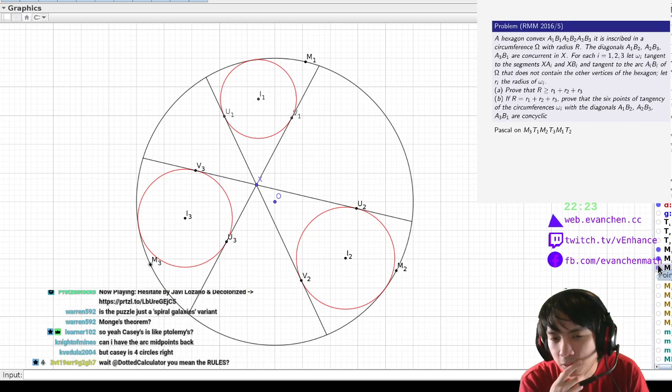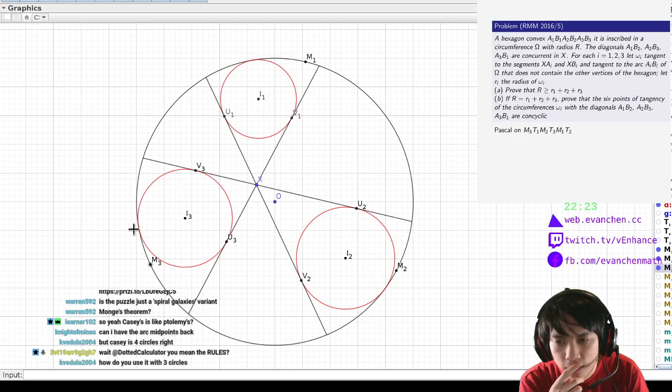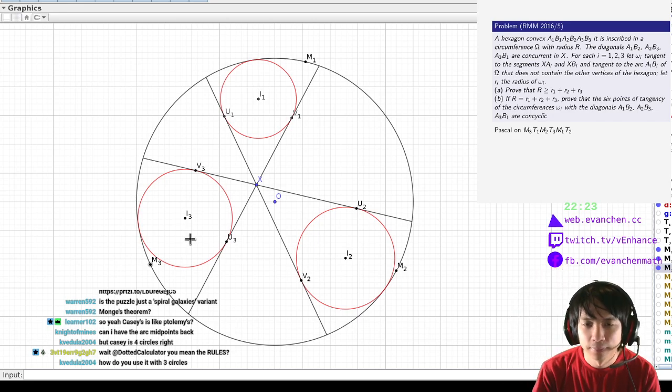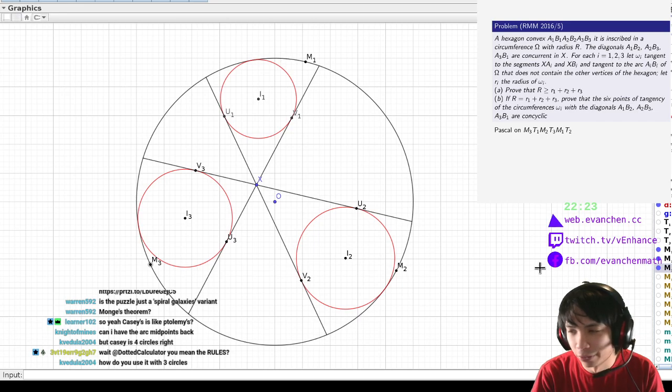Oh, actually that's smart. If I use Casey's theorem with the 3 circles and one of the arc midpoints, does that do anything? It's like the power of M1 or something. I don't like it, honestly. I feel like I should be using Casey on red, point.